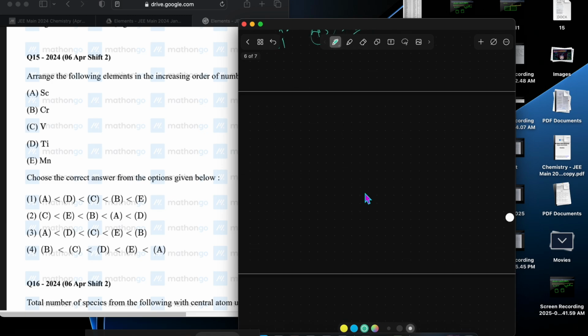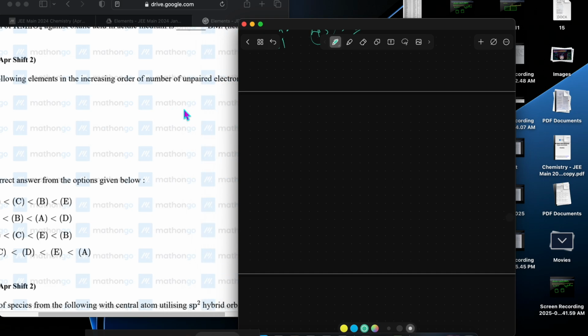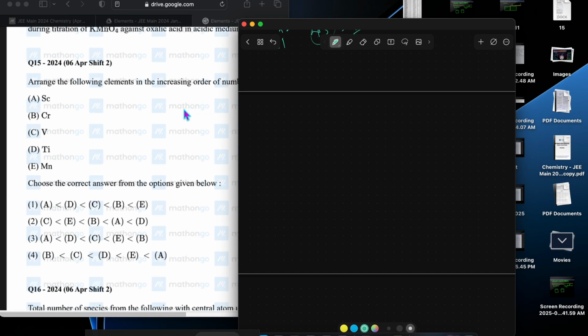చెప్పండి ఎలా చేద్దాం? ఇంక్రీజింగ్ ఆర్డర్ ఆఫ్ అన్పేడ్ ఎలక్ట్రాన్స్. చెప్పండి, స్కాండియం వి నో ఇట్. స్కాండియం ఈజ్ హౌ మచ్? స్కాండియం ఈజ్ 4s2 3d1, అన్పేడ్ ఎలక్ట్రాన్ ఈజ్ 1. Chromium 4s1 3d5. So unpaired electrons are 6.